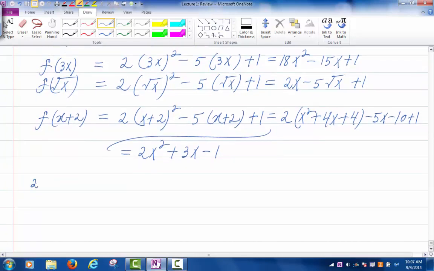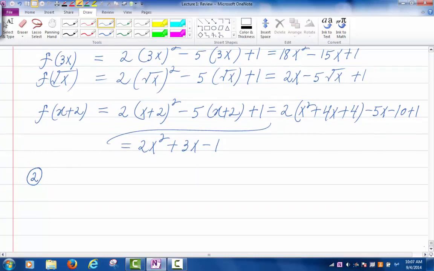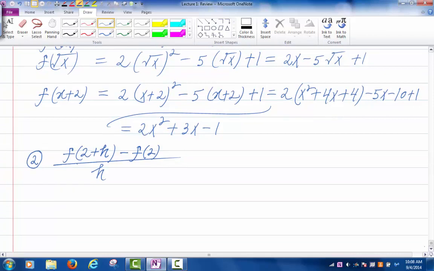The second type of problem is finding the difference quotient. So you might be asked, find f of 2 plus h minus f of 2, divided by h. A quantity like this is called a difference quotient. And so how do I find something like this? Well, we just do the following. What is f of 2 plus h again?